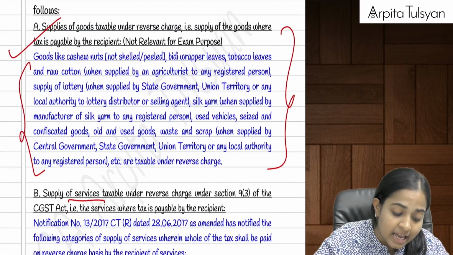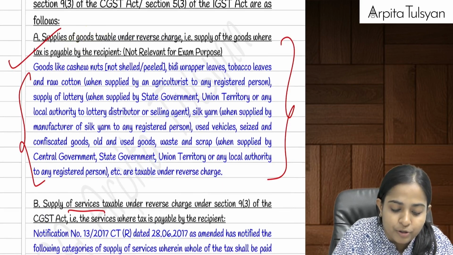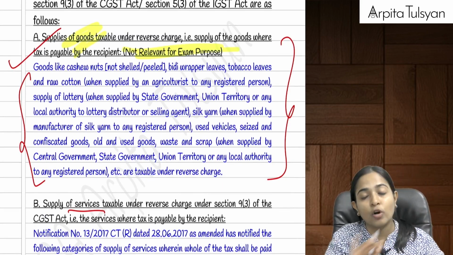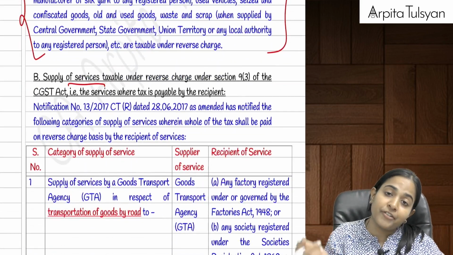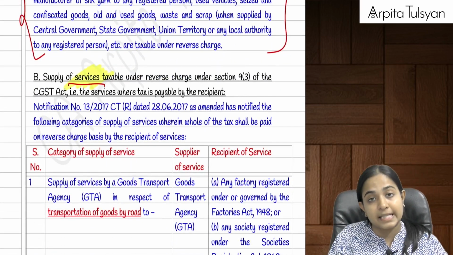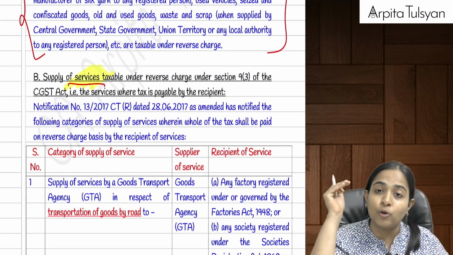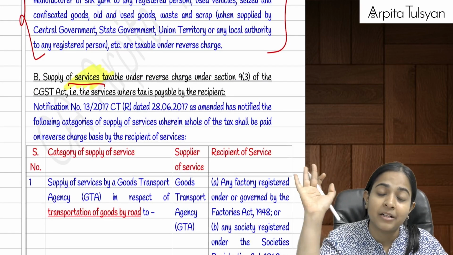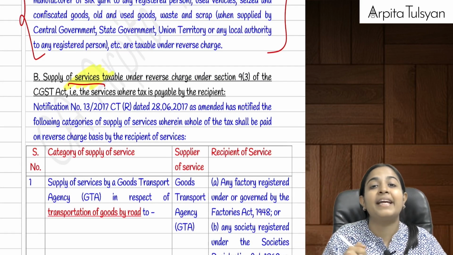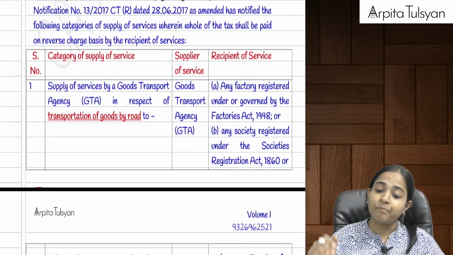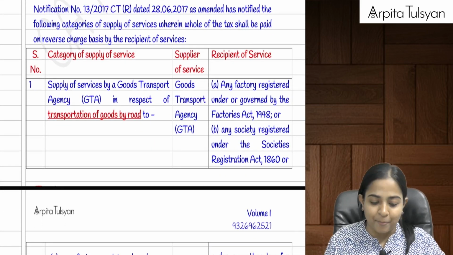But the reverse charge mechanism of goods is not relevant from the exam point of view. That does not form part of our syllabus. But reverse charge mechanism of services is there and is crucially very important. In fact, when you do questions till your ITC chapter, even till there you have application of reverse charge mechanism. So this is an important thing, conceptually and from the exam point of view also.